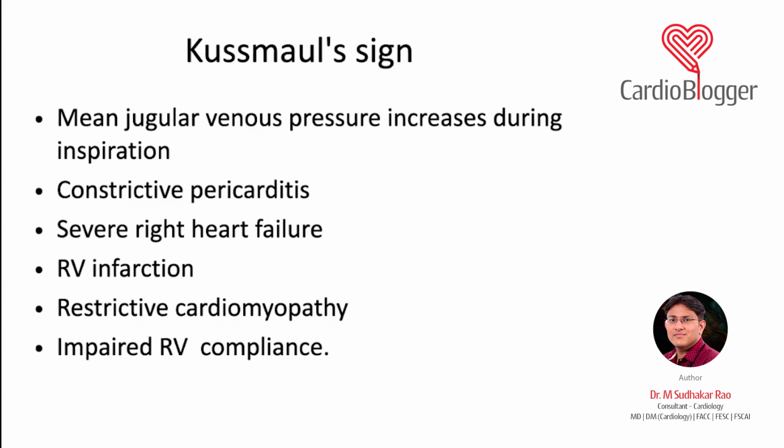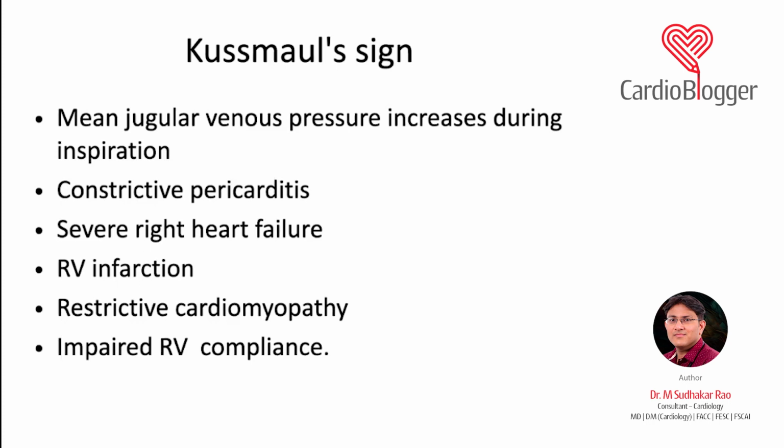So on inspiration, in cases of CCP, because the pericardium is thick, in RVMI, because the RV is dysfunctional, or other cases of RV dysfunction, and restrictive cardiomyopathy, because there is a restriction in the filling of the RV, these are the cases where the RV cannot take the blood. So instead of going to the RV, the blood goes from the RA into the SVC, and so the JVP increases. So the paradoxical rise in JVP with inspiration is known as Kussmaul's sign.